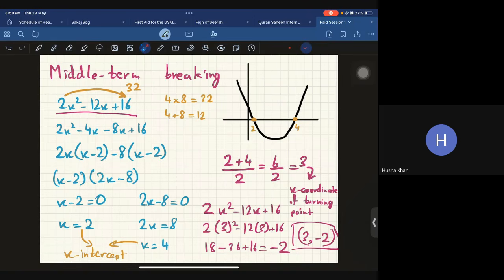And then you put the x-intercept in the equation of the curve, and that gives you the y-intercept.